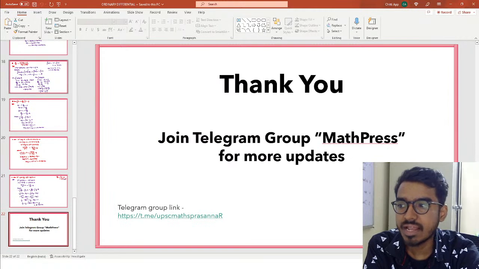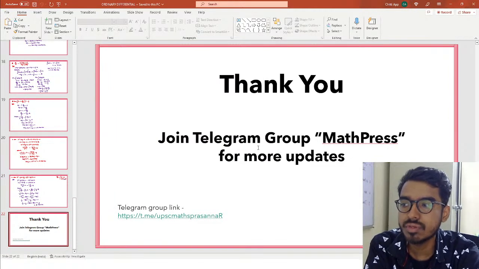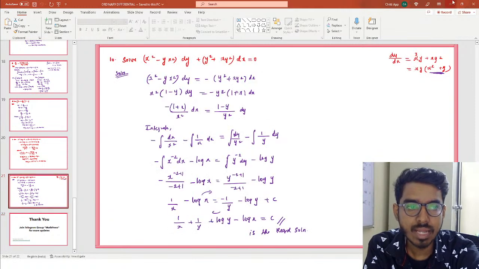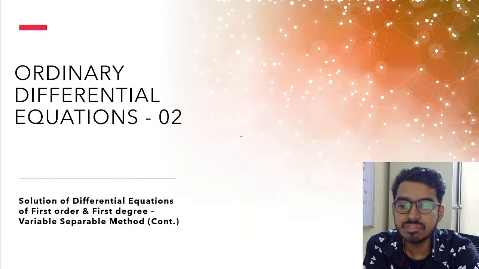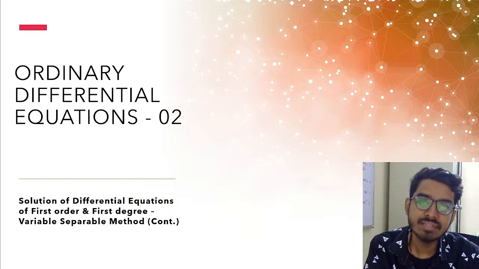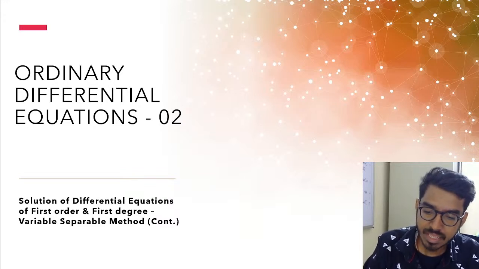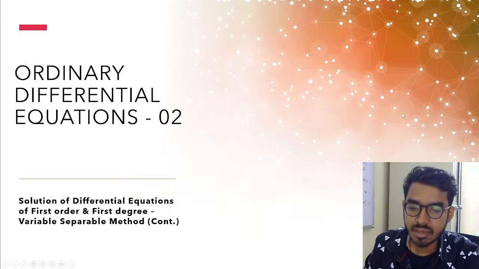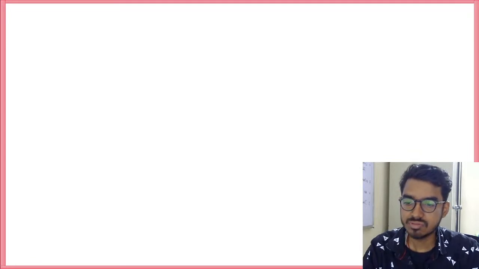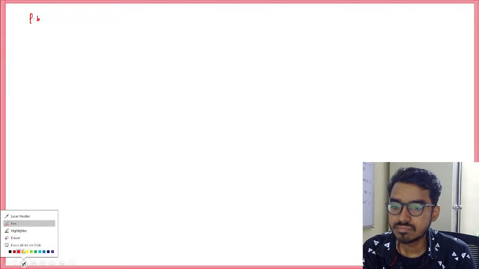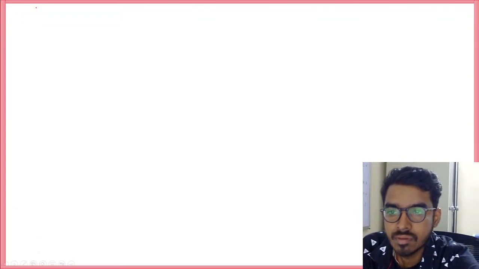If you want the notes for this class, you can download them from the Telegram group in the description. We will start with the 11th problem. In this class, we'll be finishing off the first method, which is variable separable method, and in the next class, we'll start equations reducible to variable separable method. So in this class, again, we are going to solve problems based on variable separable method only. Is there any doubt up to now in what we are doing? We'll start with the 11th problem.